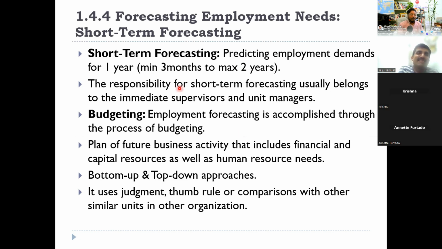For short-term forecasting, predicting the demands for 1 year, minimum 3 months to maximum 2 years. The responsibility of short-term forecasting usually belongs to the immediate supervisors and the unit managers.